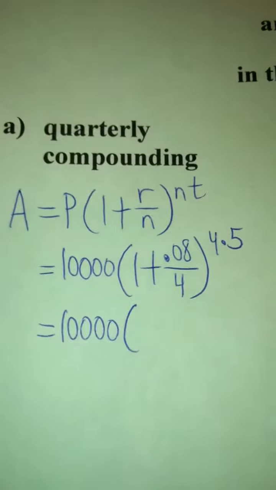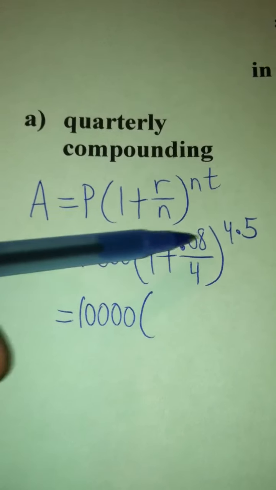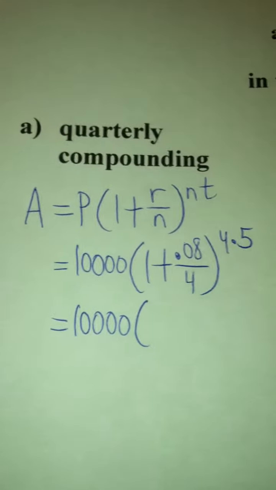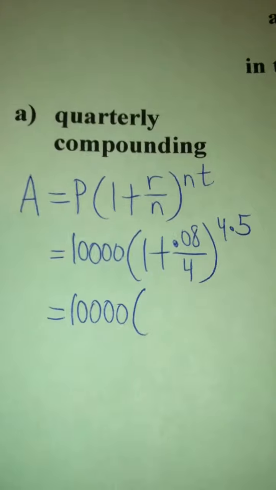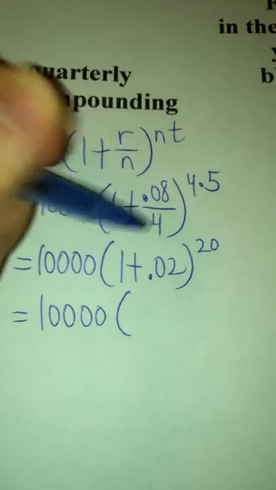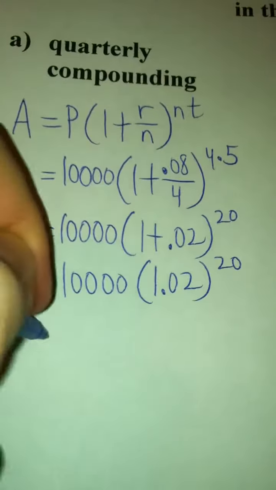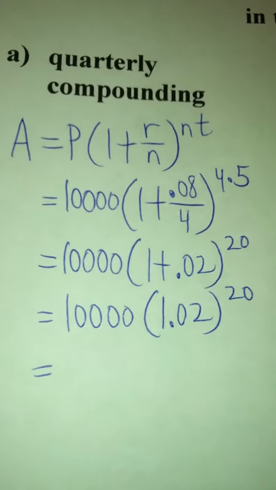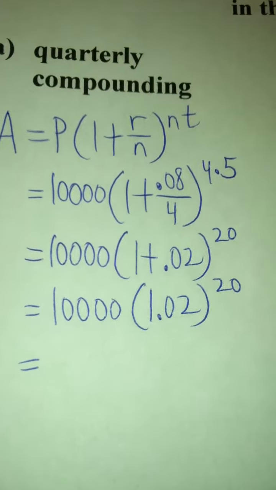It's a good idea to simplify things and multiply before you put this in your calculator. Makes it a lot easier. So we have 1 plus 0.02 to the 20th power, which would be 10,000, and I'm just adding the inside part here, giving us 1.02 to the 20th power. And then just put this in your calculator.